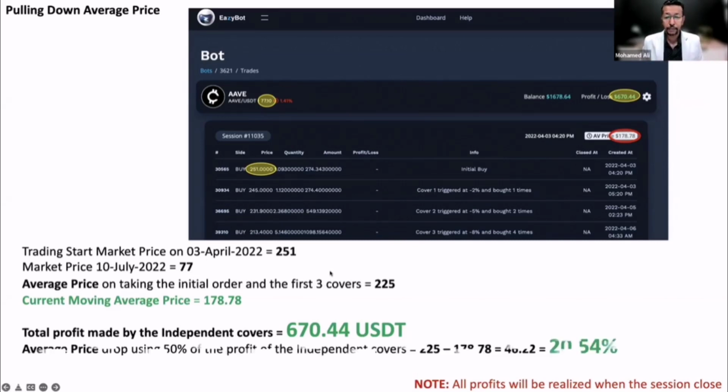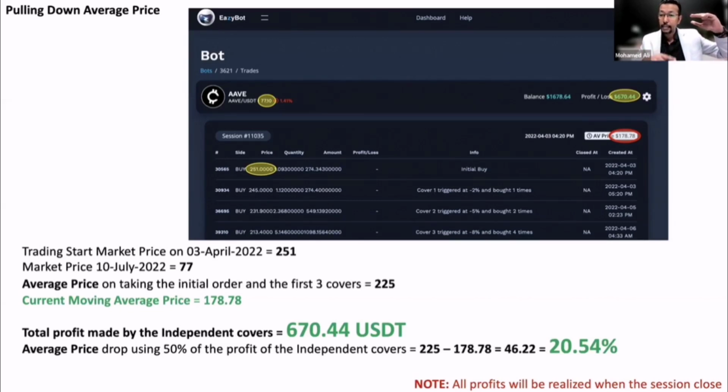Let's calculate this profit or this drop of the market. It dropped from 225, this is the average price which started on the top, and came down to 178.78. So that's a total drop of 46.22 USDT. In percentage, that's 20%. So with that 20%, the average price was here.